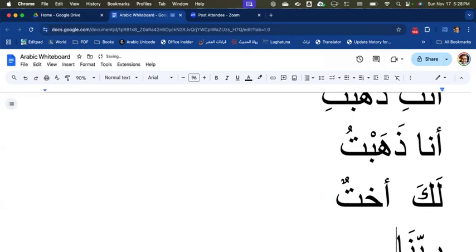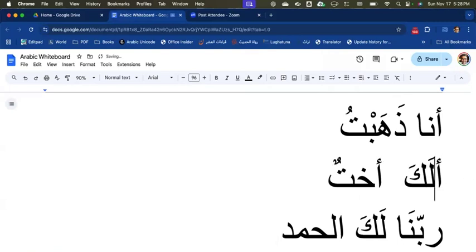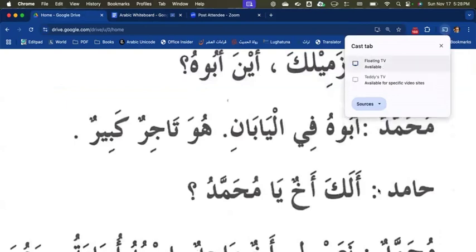Rabbana, O our Lord, laka, for you, alhamd. For you is all praise. So laka means for you. But in this case, if I say laka ukht, for you a sister, what does that mean? Do you have a sister? Or if I make it a question, alaka ukht, do you have a sister? Make sense? I'm sorry, it's too many concepts right now. Inshallah, we will review it again next week with all of these settling down in our heads.